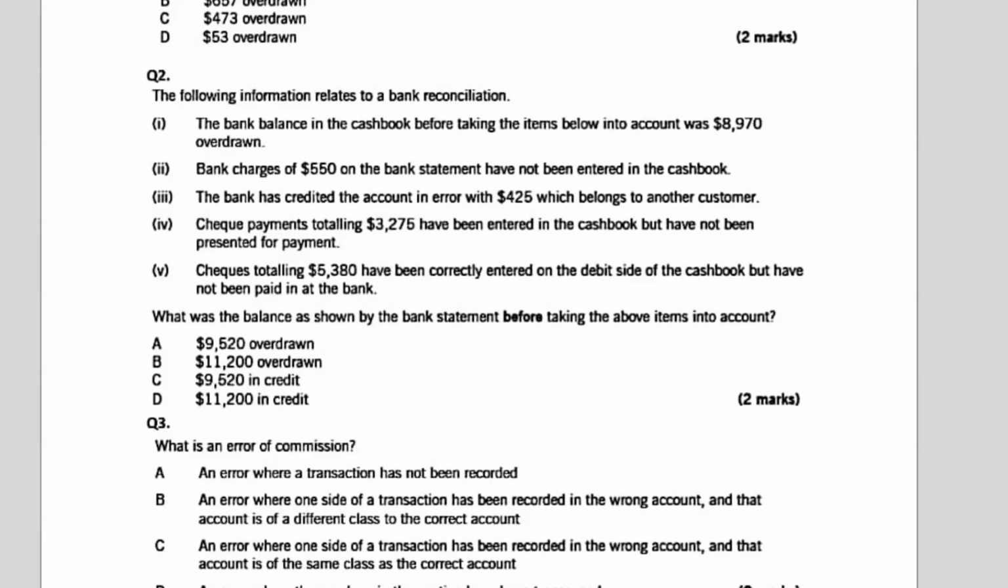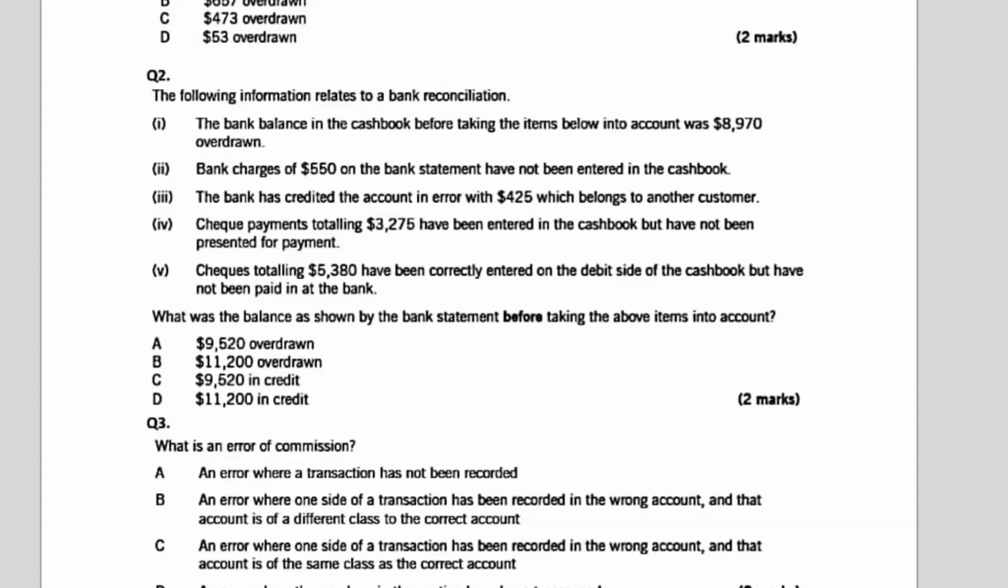Okay. Number 3 is the error, so we are not going to consider it. And number 4 is the check which has been entered in the cash book but not presented at the bank. So I considered A to be the answer. I didn't include the other items because they are not supposed to be in a bank statement.